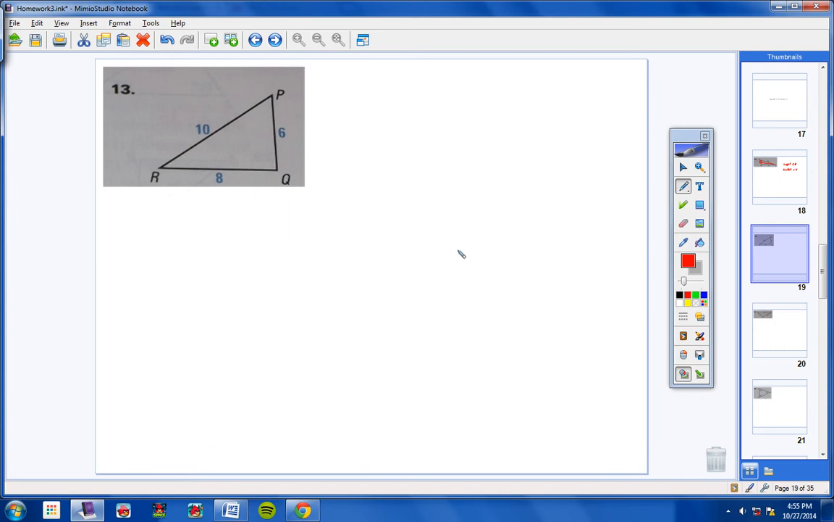Let's find the largest angle first out of all three sides. The largest side would be 10. So, circle the largest side, go straight across. Angle Q must be the largest angle because it's across from the longest side.